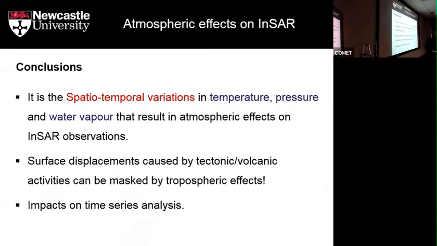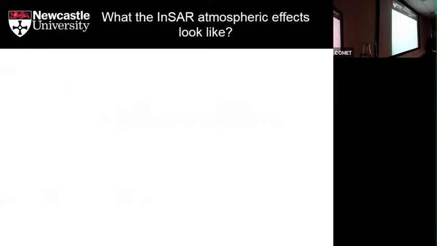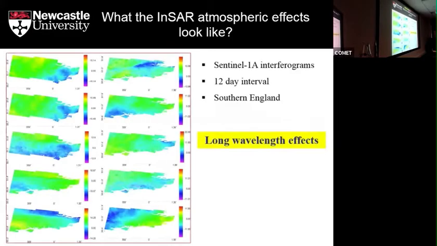So what are the atmospheric effects on InSAR interferograms? What do they look like? Here are some examples that tell you how to identify the atmospheric delays on interferograms. These are some examples in the UK. All of them come from Sentinel-1 interferograms with a 12-day interval, and there are obviously no ground motions in this area. This is Southern England. What you can see here actually all comes from the atmospheric delay.